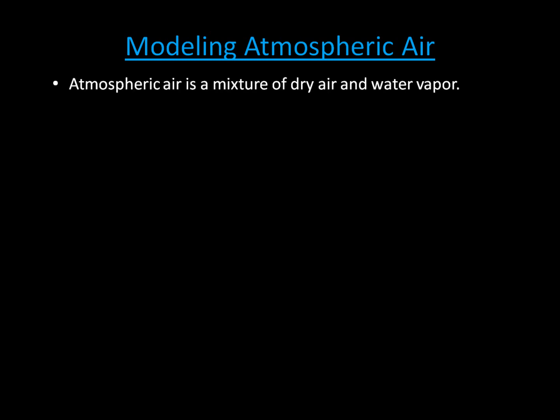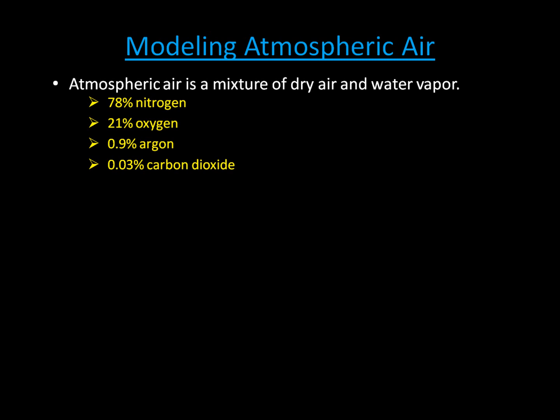So atmospheric air is a mixture of dry air and water vapor. Up until this point, we've just been considering air as dry air, so just the gases that comprise air: 78% nitrogen, 21% oxygen, 0.9% argon, and 0.03% carbon dioxide, and then miscellaneous other gases to make up the remainder.